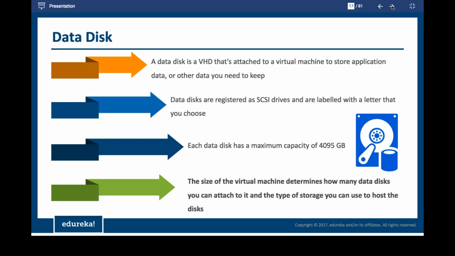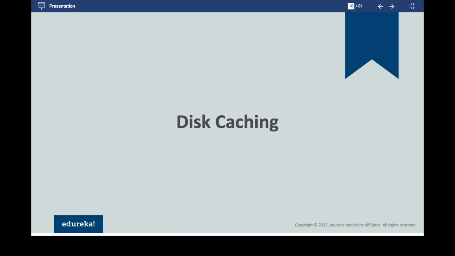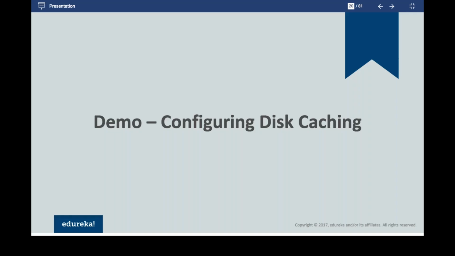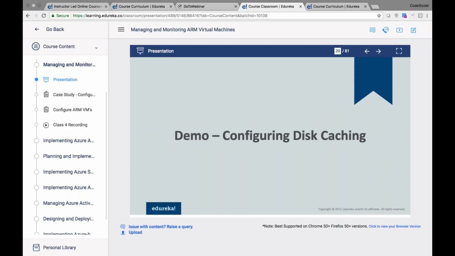Here we go with disk caching. Disk caching is where the disk holds data for a certain moment of time, and it helps you make tasks like either reading or writing data from the hard disk. This disk will have the data for a certain period of time, and it can give you access for either the read or the write operation. You can also set the cache to be off if your operation doesn't need any cache. So let's go ahead and perform the same.